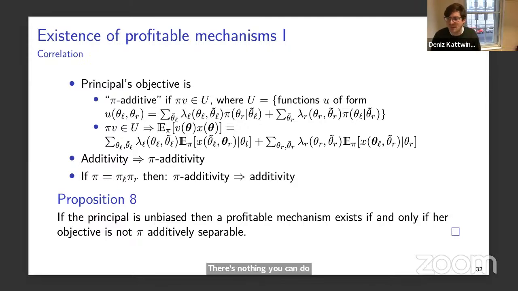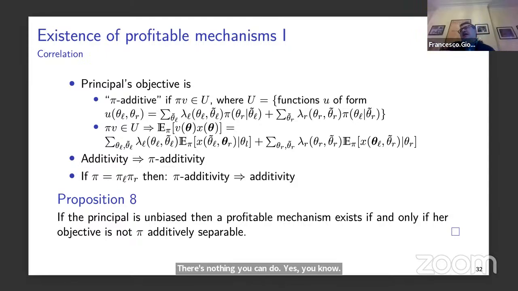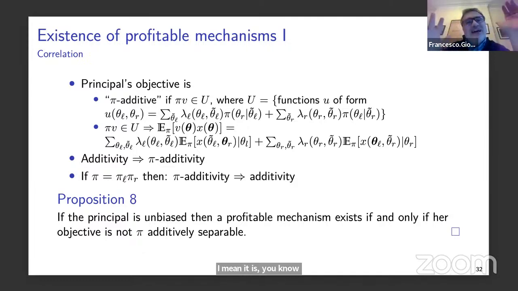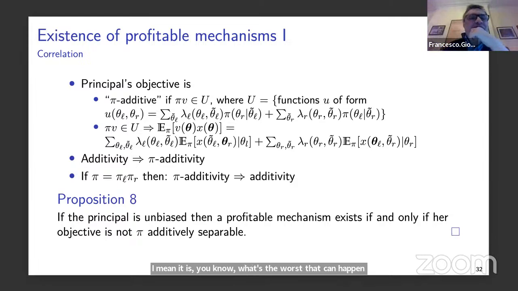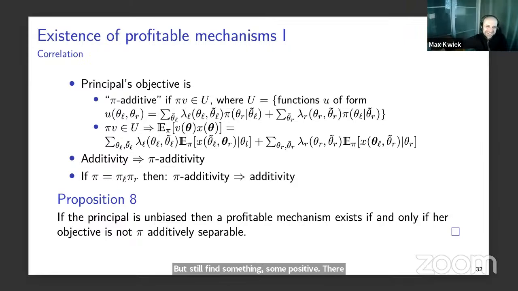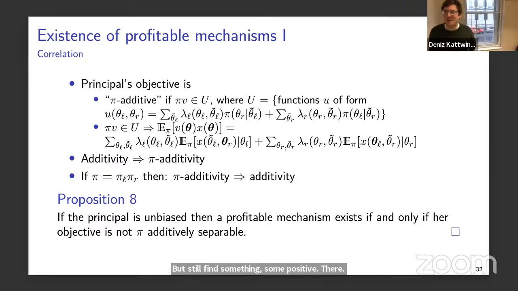Yeah. Well, you have to find some research questions, right? So, no. I mean, I think it's absolutely, in a way, something that needed to be done, right? I mean, what's the worst that can happen? Now we kind of know more about it than we did before. Yeah, but still find some positive there. Yeah, exactly. It's a positive message, of course.